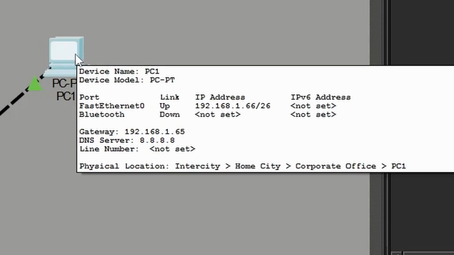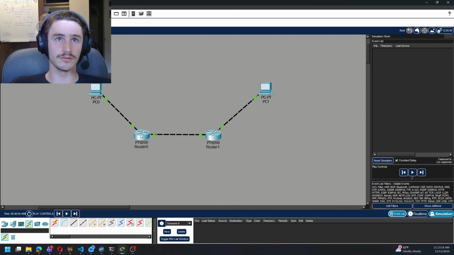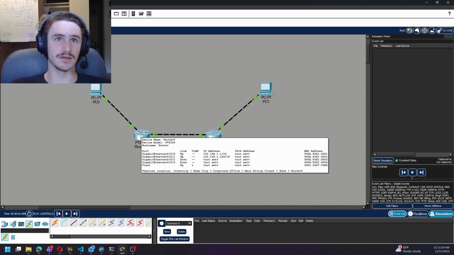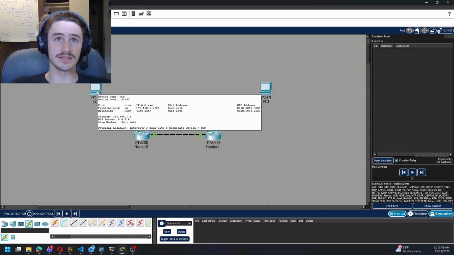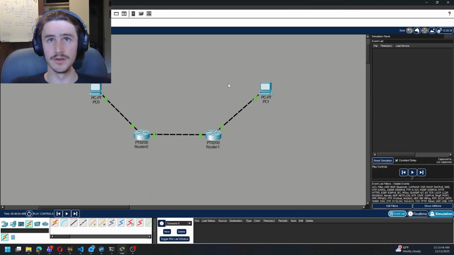PC1 has an IP address 192.168.1.66. Router 0 here is exposing a separate subnet on its other port, 192.168.1.0/26, and it's just a mirror image of the subnet on the other side. It's got PC0 connected to that subnet with IP address 192.168.1.2. So I'm going to run a quick simulation here.